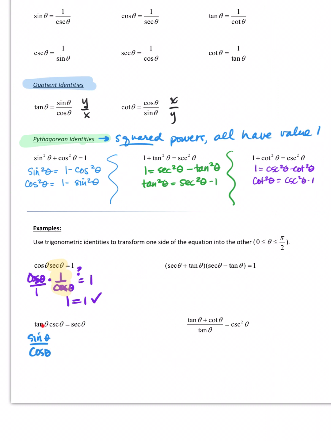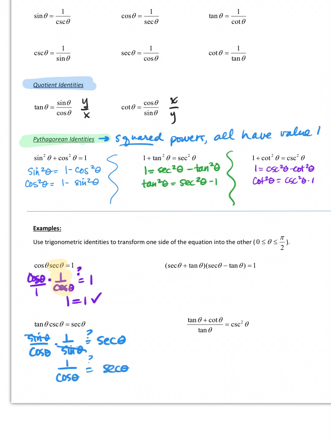All I did was replace tangent with that. Cosecant, I want to put it in terms of sine or cosine. Well, cosecant is 1 over sine, isn't it? And then I'm checking to see, is it equal to secant? Well, it doesn't look like it yet, but let's see what happens. Now I kind of lean back and go, look, I can cancel out the sines, can't I? And then when I multiply my fractions, I have 1 over cosine theta. Does that equal secant theta?